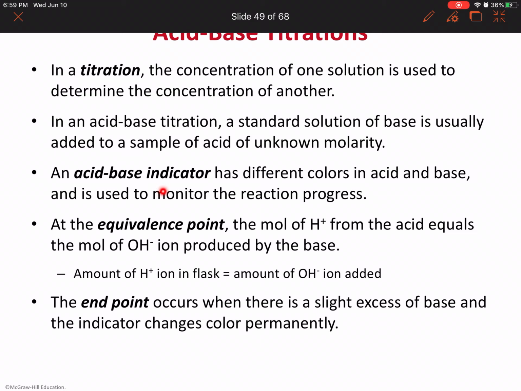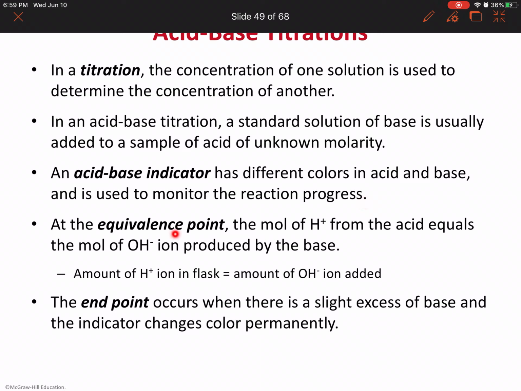In an acid-base titration, we also need to use an indicator. The indicator tells us if a titration has reached its end point. I'll explain what the endpoint is and all that. So in order to find out if the titration is done, we need to add an acid-base indicator. An acid-base indicator has a different color in acid and a different color in base, and we use that to monitor the reaction progress.